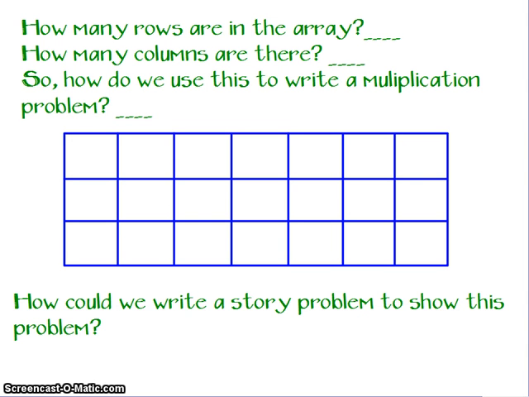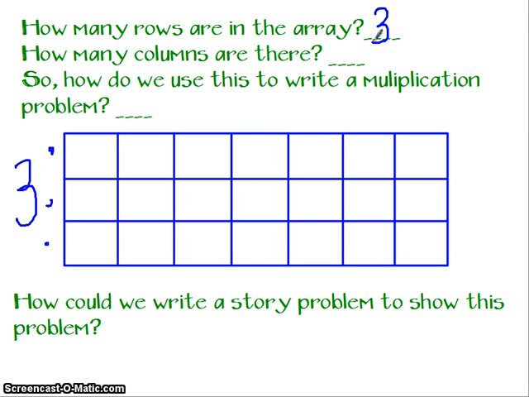Okay, look at this array. And the first thing the question asks you is, how many rows are in the array? Well, for that, you're simply going to count rows going down. So we have 1, 2, 3 rows. So we'll put a 3 right there so we don't forget.